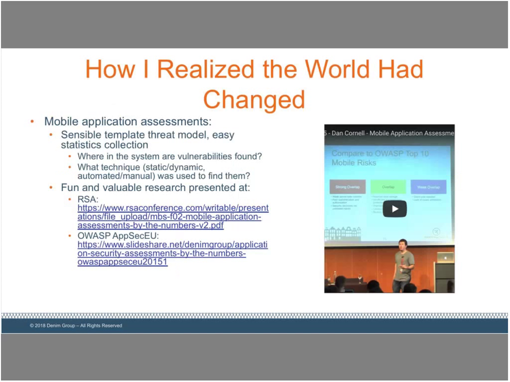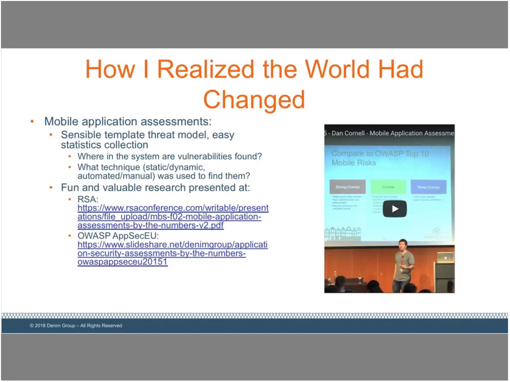One of the things I realized as I started looking at IoT security is the world really had changed. When we started doing a lot of mobile application assessments a number of years ago, we said, well, obviously the world has gotten more complicated than with web applications. Is there a structured way that we can look at the world that is a valuable starting point for how to understand security and how to advise organizations on security? And so I built a pretty straightforward mobile application threat model that seemed to capture the major things that we saw across mobile application systems.